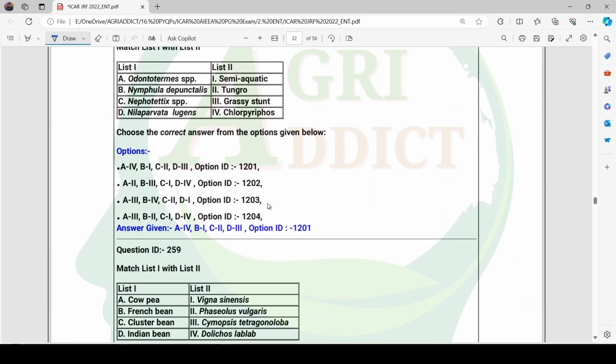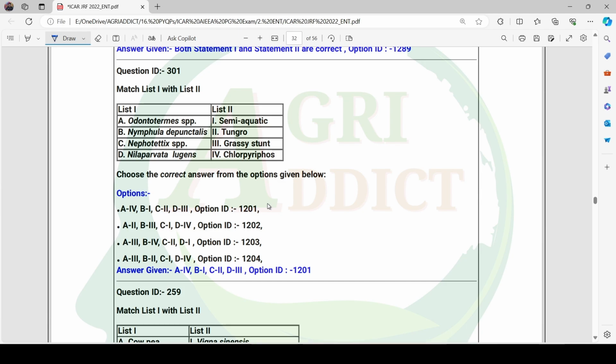Another match the following type of question. There, first one is Odontotermes species, the termites, this is controlled by chlorpyrifos. The Nymphula depunctalis, rice caseworm, this is semi-aquatic. Then Nephotettix species, GLH, green leafhopper mainly transmits the tungro virus. And finally brown plant hopper, that is Nilaparvata lugens, transmits the grassy stunt virus. So option A is the correct answer.